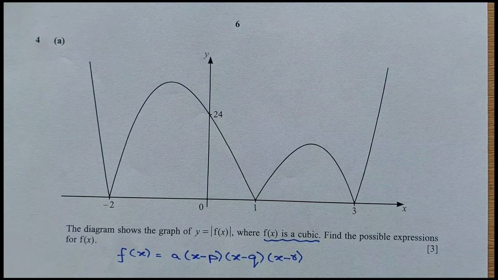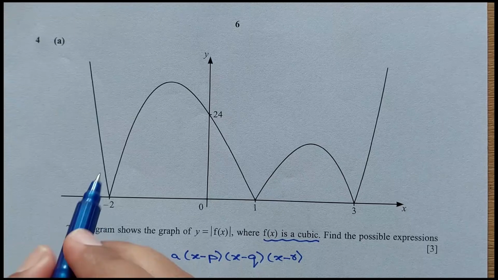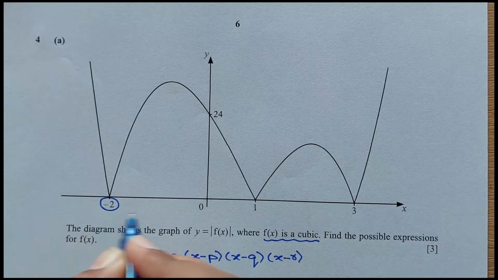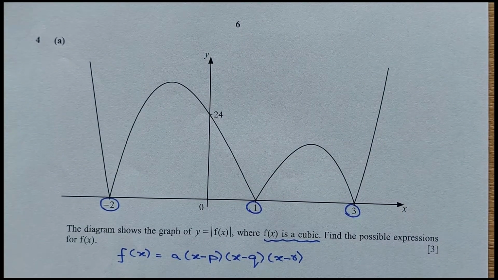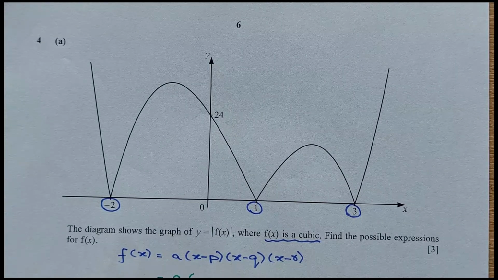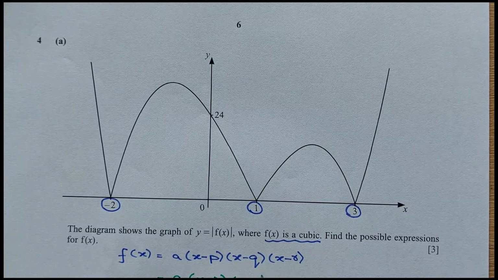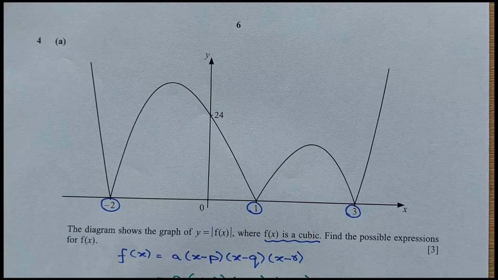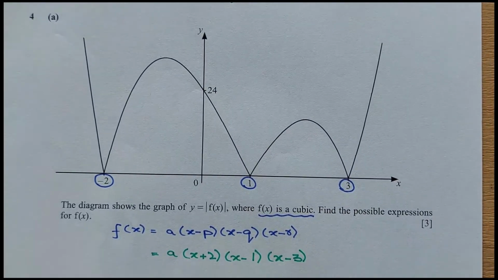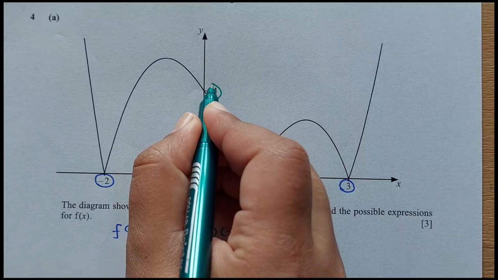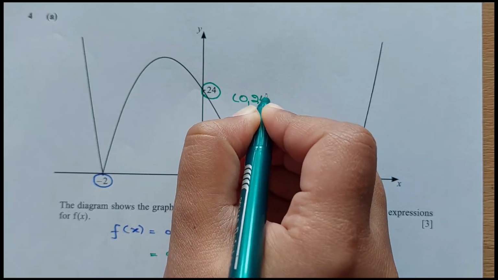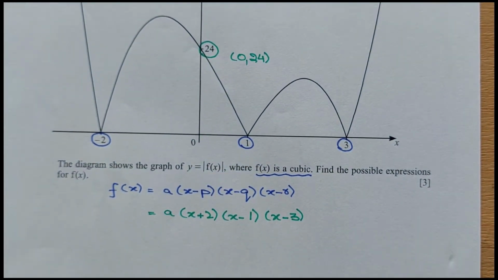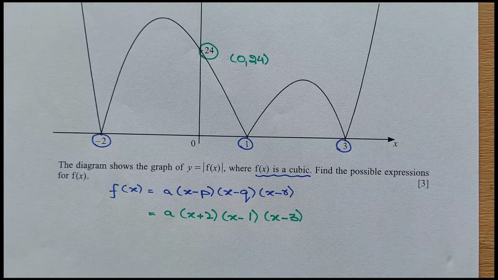P, q, r are the zeros, or x-intercepts, sorry. So the x-intercepts are minus 2, 1 and 3. So let me substitute the values for p, q, r. So we have f of x is a, x minus minus 2, which is plus 2, x minus q, where the value is 1, x minus r, where the value is 3. Now, how can you find the value for a? To get the value for a, we need to use the y-intercept, that is minus 24. So here the coordinate x is 0 and the y is positive 24. So let me substitute the point 0, 24 to get the value for a.